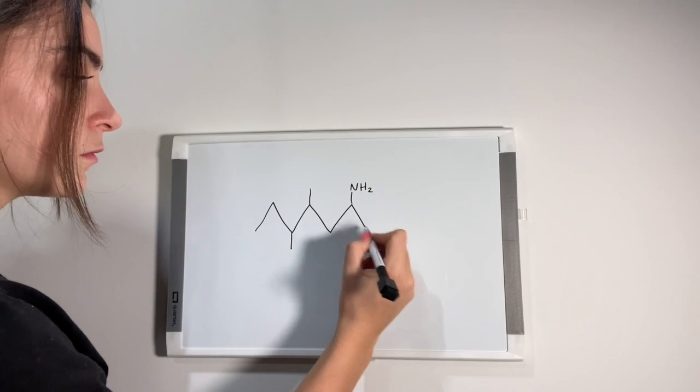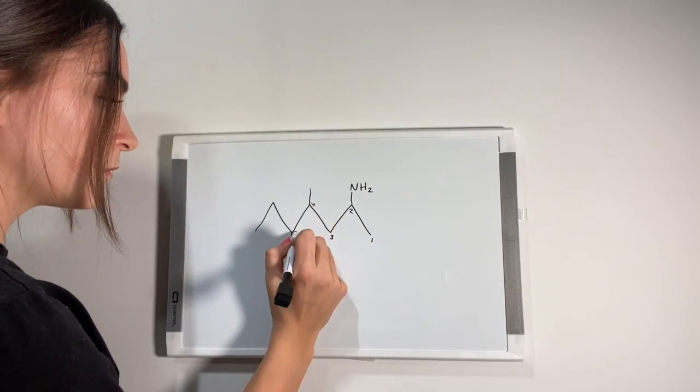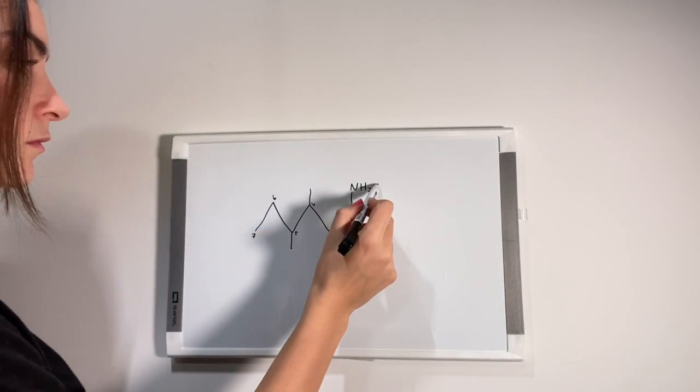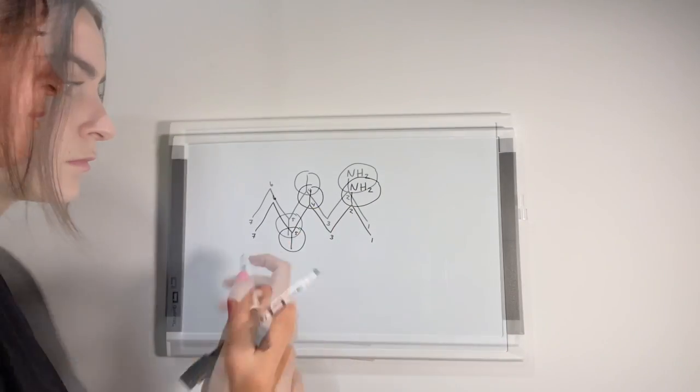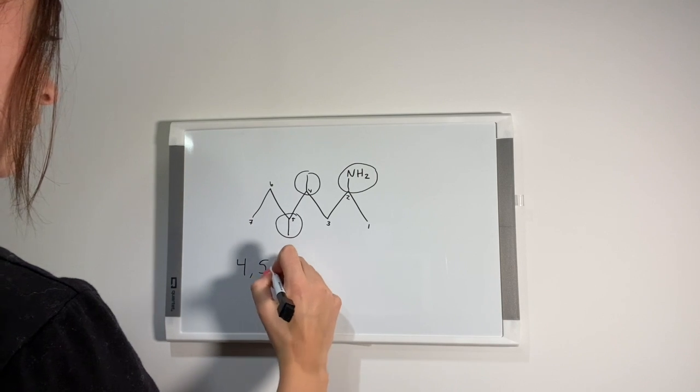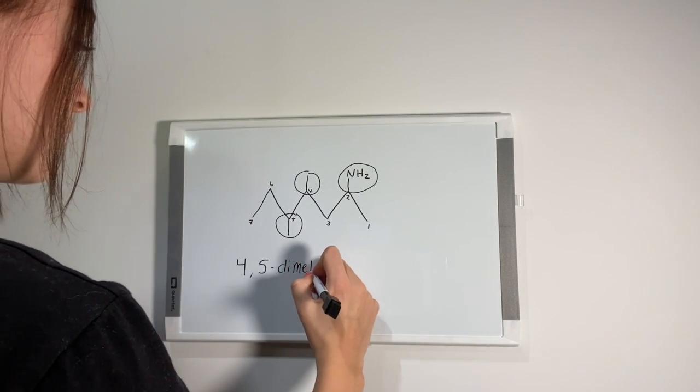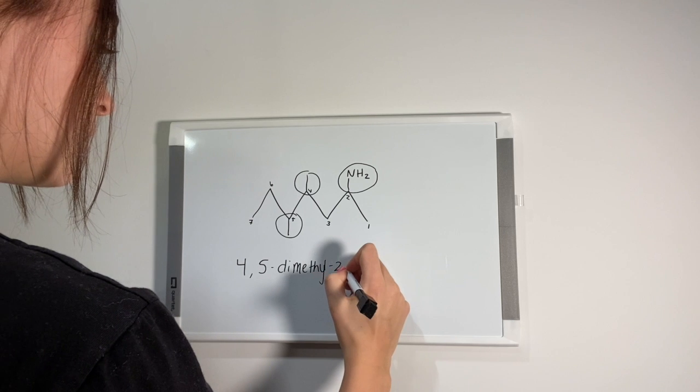This molecule has an amine group on carbon 2 and methyl groups on carbons 4 and 5. So here the amine group is the highest priority, so it will have that suffix. So this molecule is called 4,5-dimethyl-2-heptanamine.